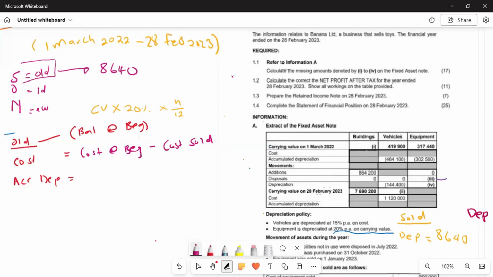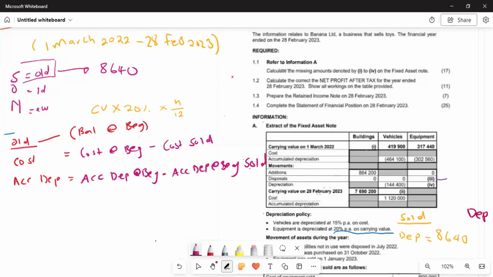Right? So hence, every time we start with our sold, we start with calculating depreciation for sold. Because in order to get information relating to your remaining, you need to take your cost at the beginning or your information at the beginning and subtract any information which relates to your sold fixed asset, right? So same applies with our accumulated depreciation. It's going to be our accumulated depreciation at the beginning minus the accumulated depreciation at the beginning also for our sold.